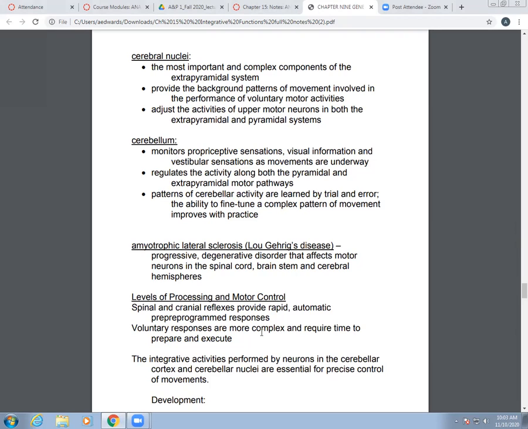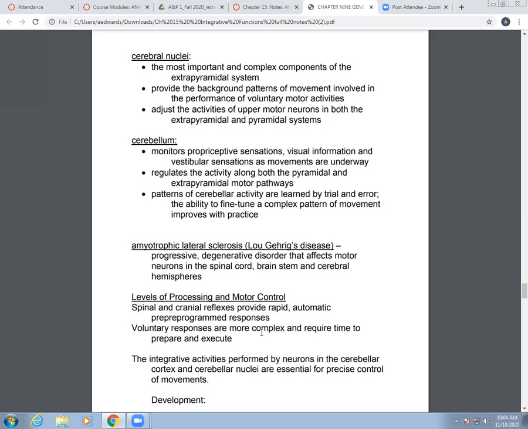So the cerebellum is going to monitor your proprioceptive sensations. You have visual information and vestibular sensations as movements that are underway, and they're going to regulate activity along your pyramidal and extrapyramidal motor pathways. And patterns in your cerebellar activity are learned. Okay, trial and error. The ability to fine-tune complex pattern movement is going to improve as you practice.